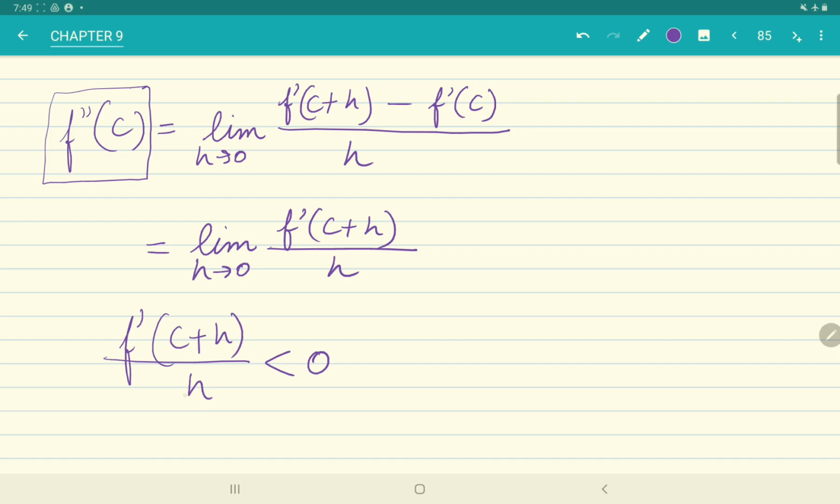Keep this in mind that h tends to 0. Now h may be very close to 0 from the left or from the right. So h may be 0.00001, h may be minus 0.00001. So the point to note is that this is sufficiently small. h tends to 0, either it is tending to 0 from below or from above. But either way, mod h or the absolute value of h is sufficiently small.